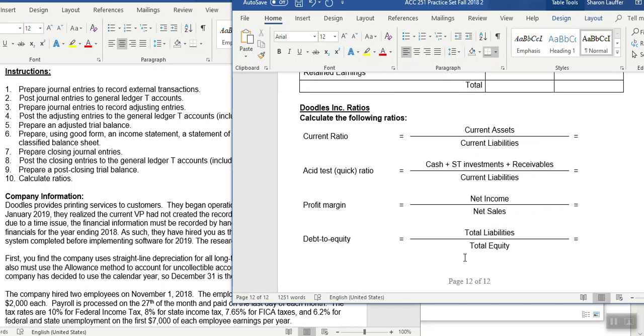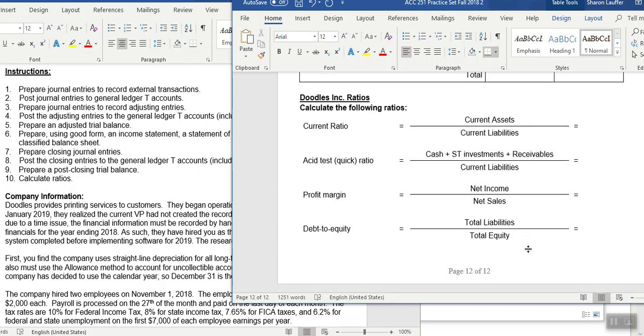And then the final thing is to calculate some ratios, and you have the formulas here, so you just have to think about where you would find those things. So current assets and current liabilities, where would I find that information? That would be on the balance sheet. So go to your balance sheet, find those amounts, and do that calculation. Cash, short-term investments, receivables, and current liabilities are all found on the balance sheet. Net income and net sales are found on the income statement. And liabilities and equity are found on the balance sheet. That will give you an idea of how to do those.